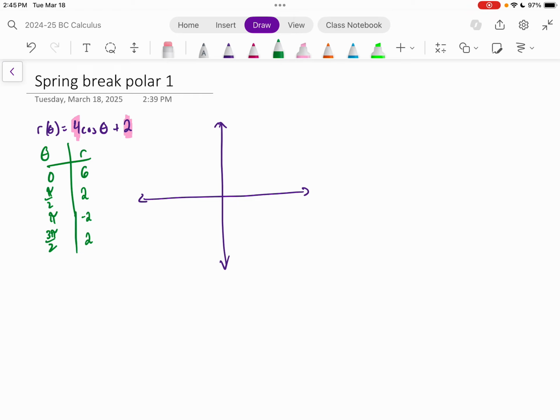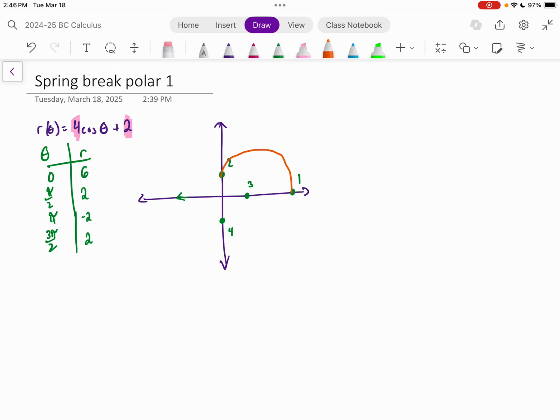So 0, 6, that's out here. Remember, we made a little 1. Pi over 2, 2. It's maybe here. Pi comma negative 2. Remember, this is in the pi direction, but negative 2. So that's right here. And then lastly, 3 pi over 2 comma 2 is down here, right? Okay, remember, we always sort of moved in this counterclockwise fashion, right? Because we're tracing out these angles, right? And so we're going from 1 to 2, so that looks something like this, right?